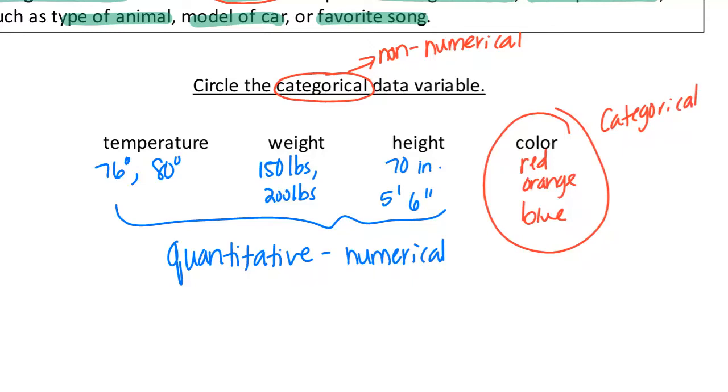because the data has no numbers attached to it. Like red, orange, blue, those are not numbers, those are categories, right? So that's the difference between quantitative and categorical. Quantitative is numerical. Categorical, we don't have any numbers attached to them, okay?